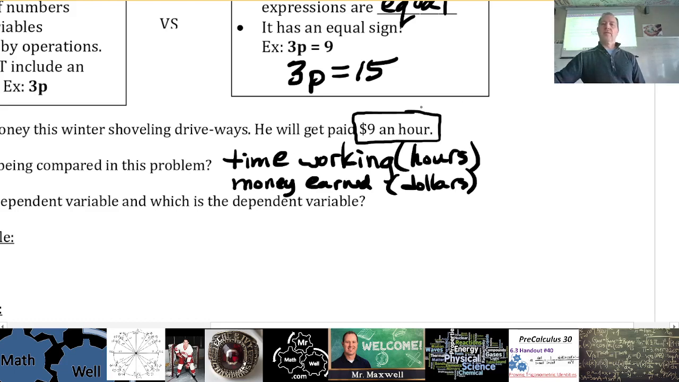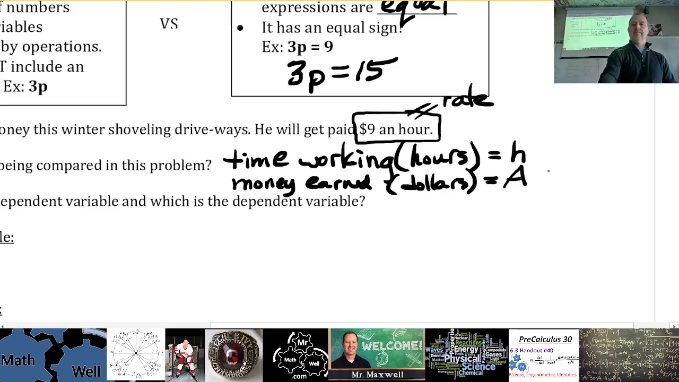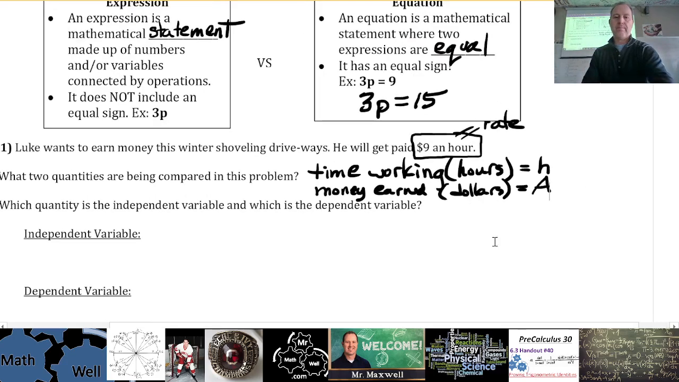Okay, so this is the rate here. This is a rate, and that's going to be important for you guys to know: your hourly wage, or your rate. So hours worked, let's make that equal to a variable h. And let's make money earned equal to the letter capital A for amount earned, okay? So for our examples, that's what we're going to start with there.